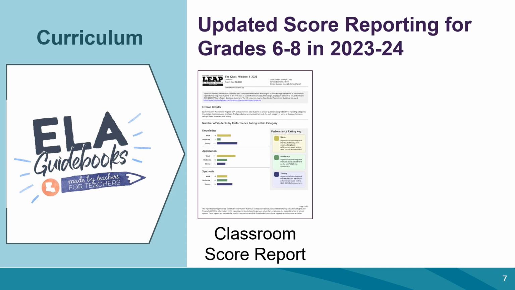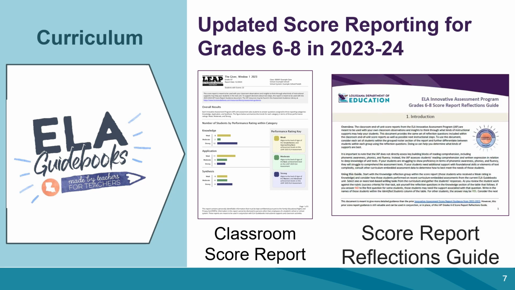The Innovative Assessment Program, or the IAP, connects state summative assessment to the ELA Guidebook's curriculum. This connection means that the IAP reports can be used to inform instruction in your upcoming or current ELA Guidebooks unit. For the 22-23 school year, the student and classroom score reports have been updated for grades 6, 7, and 8. In addition, there is a new supporting document, the Score Report Reflections Guide for grades 6, 7, and 8. This document is meant to help support decision-making on instructional next steps based on student performance on each section of the IAP, as well as your own classroom assessment observations.